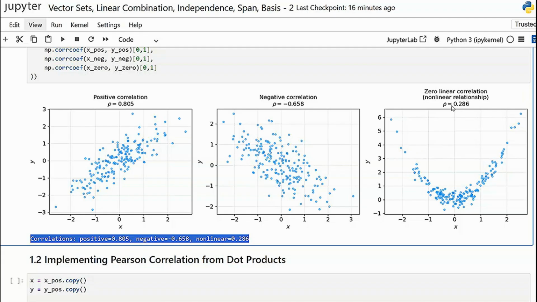And last but not least, the right-most one. Kindly see here the exact Pearson correlation, which is 0.28. That is a modest linear correlation. It exists because x squared has a slightly positive tilt when x is not perfectly symmetric. The dominant relationship is y equals x squared plus epsilon. That is, it is clearly non-linear.